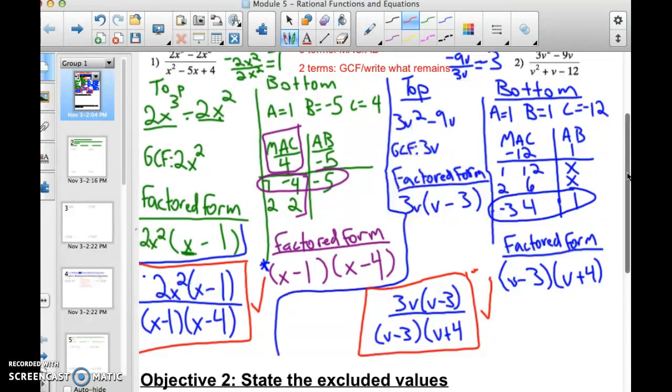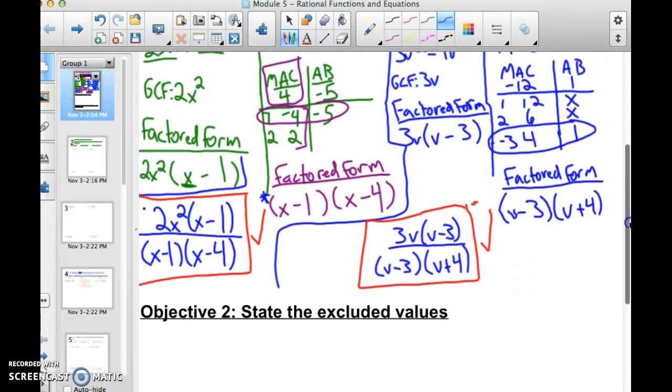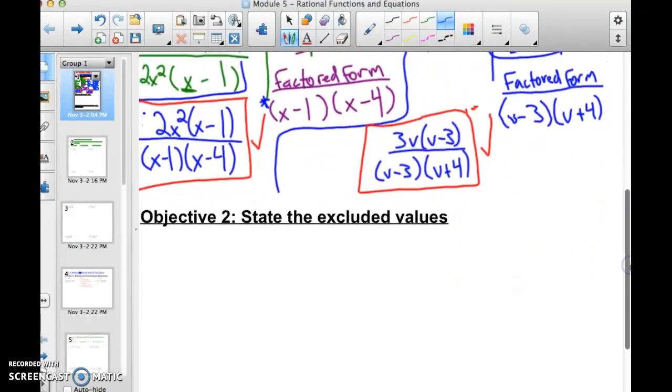3v times v minus 3 over v minus 3 times v plus 4. Close up that last parenthesis. So hopefully your work looks very similar to that. Now let's move on to objective 2, stating the excluded values.